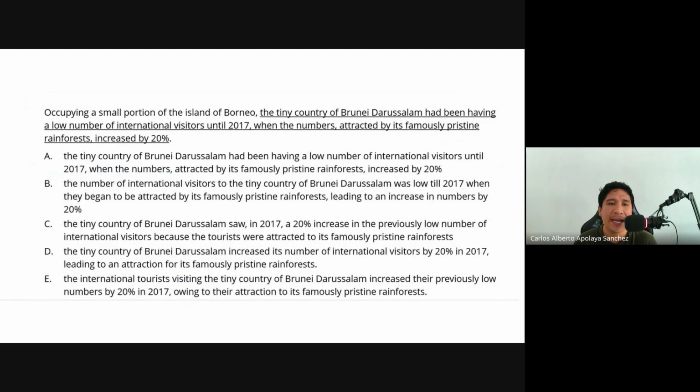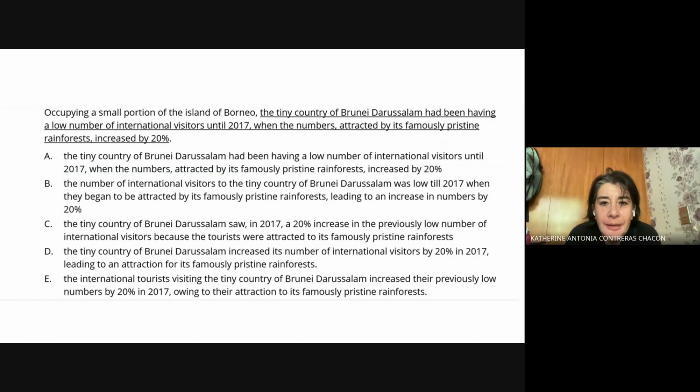Occupying a small portion of the island of Borneo, the tiny country of Brunei had been having a low number of international visitors until 2017, when the numbers attracted by its famously pristine rainforest increased by 20%. To be honest, here it's not about the grammar; it is about the meaning. What do you think? What's your answer?